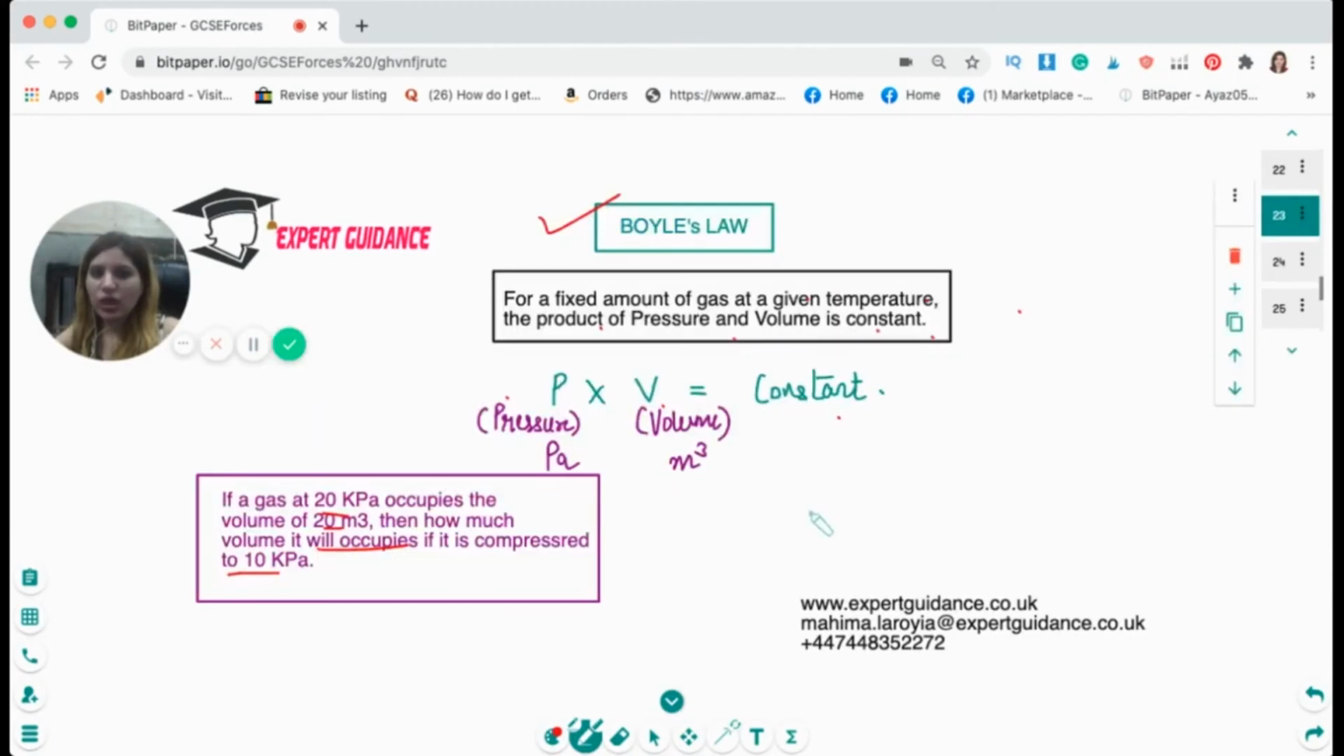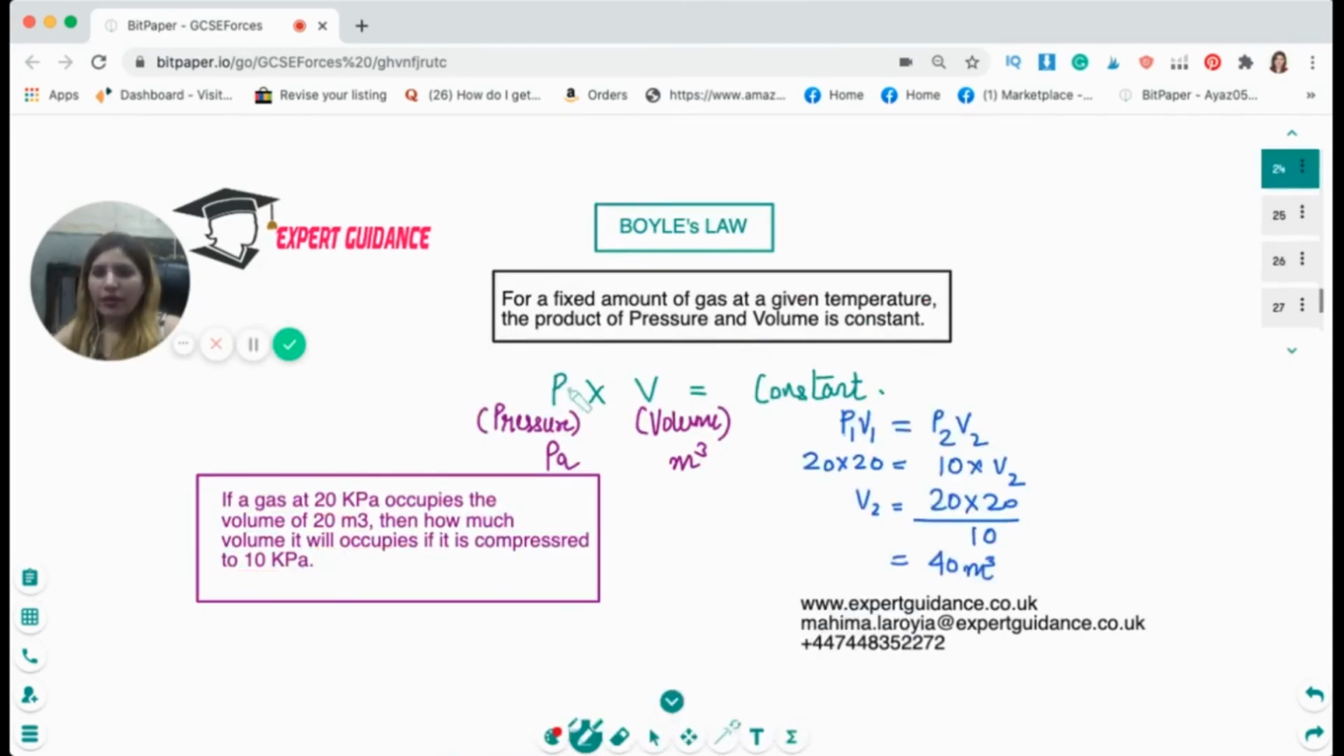Okay, so you can pause the video, have a go at this question and come back and check the answer. All right, so we know PV is constant, so P1V1 equals P2V2. Our pressure 1 is 20, volume 1 is 20. Pressure 2 is 10, but we do not know what is volume 2. We arrange this and we'll get 14 meter cube should be the new volume. As the pressure has decreased, my volume won't increase.